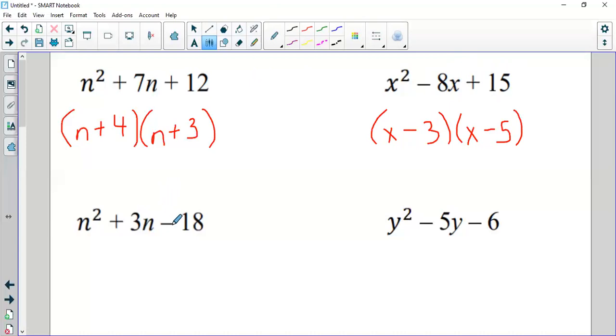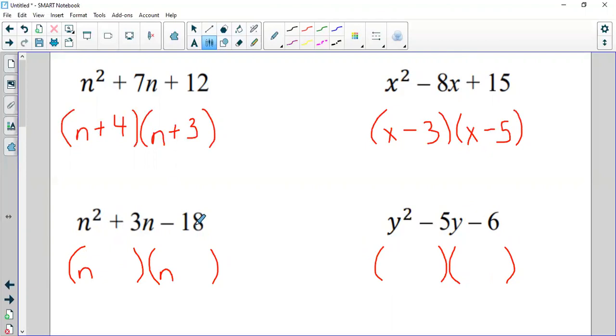When the c value is negative, like it is here, negative 18, and here, negative 6, I'm not going to add to make the b value. I'm going to subtract to make the b value. And my two parentheses are not going to have the same signs. They're going to have opposite signs, one positive and one negative. And that's how I get a negative c value, because if I multiply a positive times a negative, I get a negative. So I'll fill in for this one my n and my n.